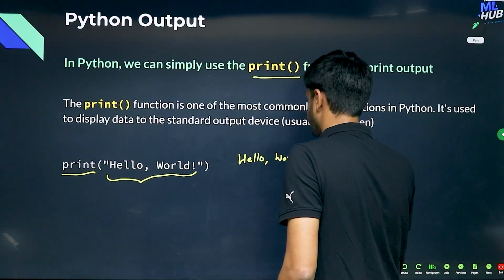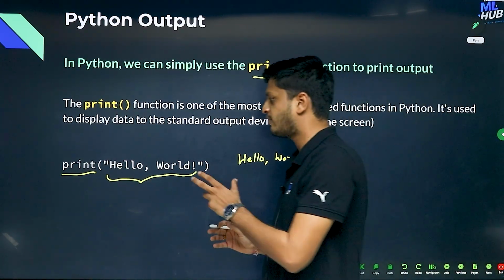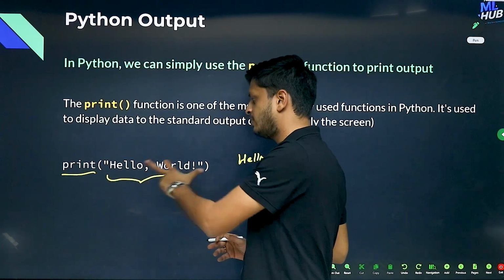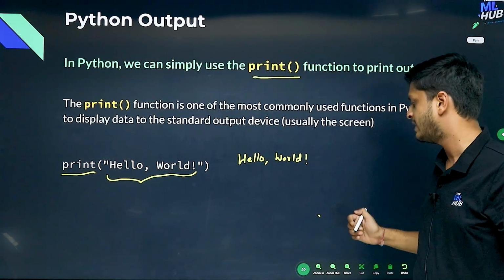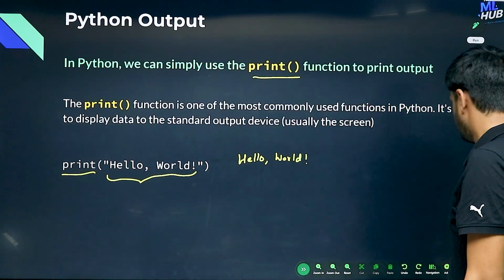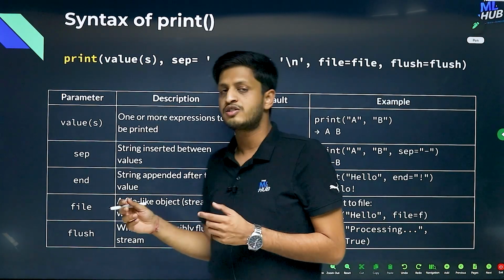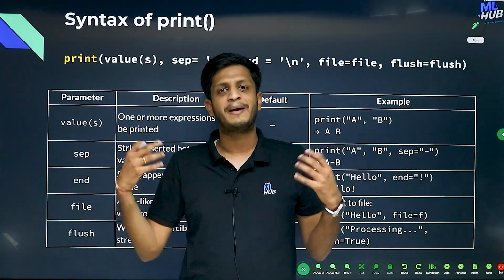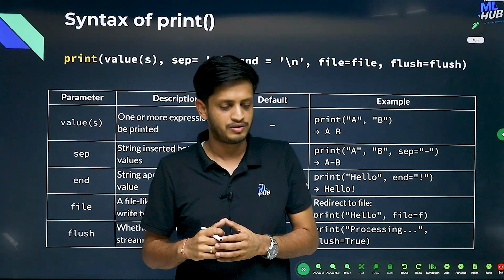Don't worry about what strings are, we will see that in detail. For now, just understand that this entire thing will be printed on the screen if you have added it in double quotes. This is how the print command works. Now the print command has various arguments. It's not just the string that you can print. You can do many things with it. Let us see how the print command exactly works.